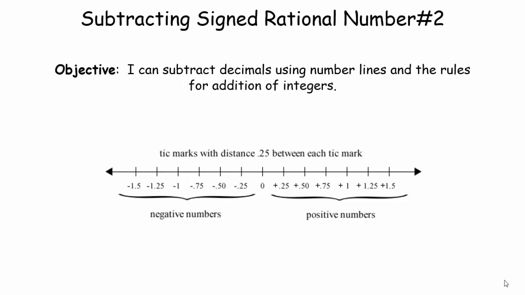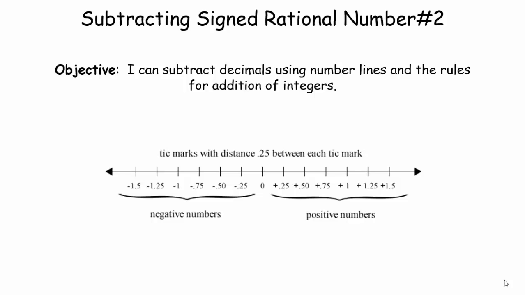Tonight we're going to continue our work with subtracting signed rational numbers. Last night we focused on fractions and mixed numbers. Tonight we're going to focus on decimals. Our objective: I can subtract decimals using number lines and the rules for addition of integers.